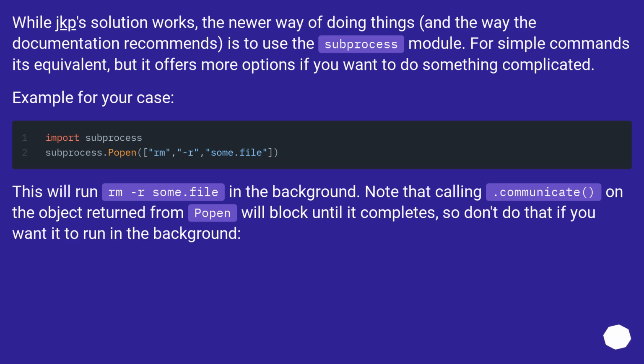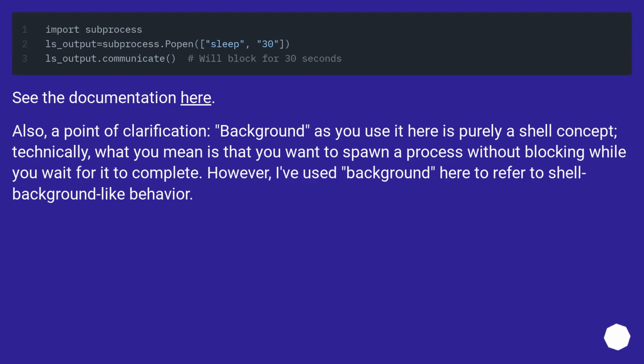Note that calling .communicate on the object returned from Popen will block until it completes, so don't do that if you want it to run in the background. See the documentation here. Also, a point of clarification: background as you use it here is purely a shell concept. Technically, what you mean is that you want to spawn a process without blocking while you wait for it to complete. However, I've used background here to refer to shell background-like behavior.